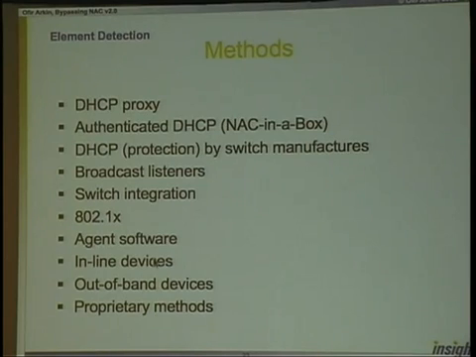So there are a variety of methods to perform element detection that are part of network access control, starting with DHCP proxies, authenticated DHCP, DHCP protection, which is provided by switch manufacturers, broadcast listeners, switch integration, 802.1x, agent software, inline devices, out-of-band devices, and proprietary methods. I will be giving examples regarding all of these methods in just a few slides.